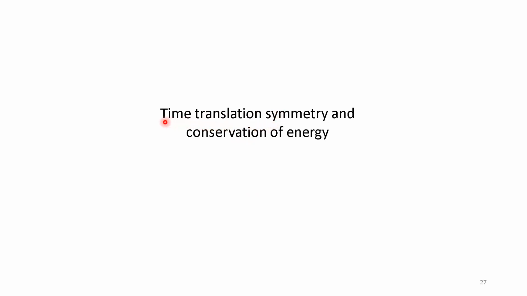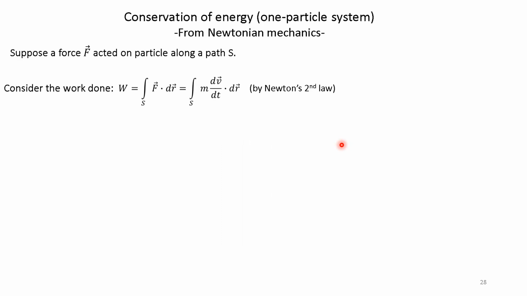Time translational symmetry means that we see the system at some time, and then after some time we observe the system again, to see whether the Lagrangian is the same or not. So, conservation of energy, or more specifically, the conservation of mechanical energy. Again, from Newtonian mechanics, what did you learn over there?